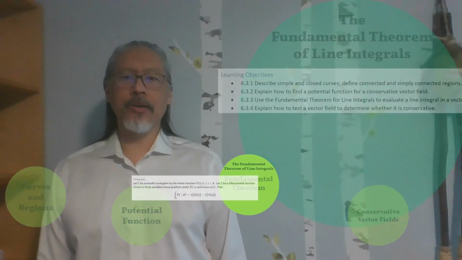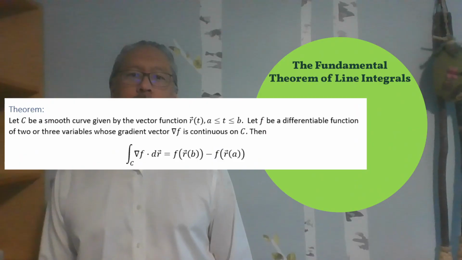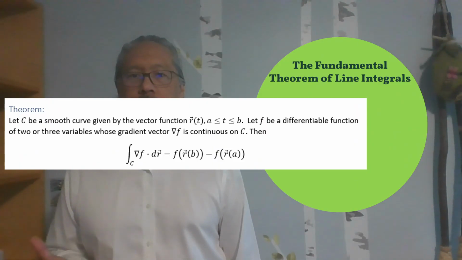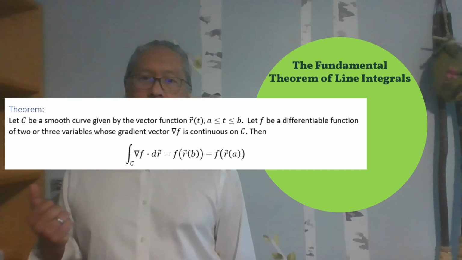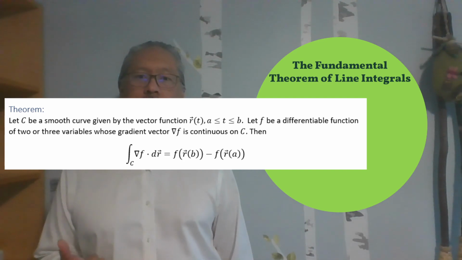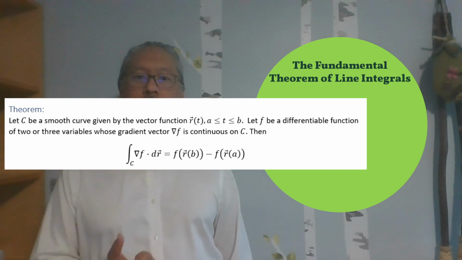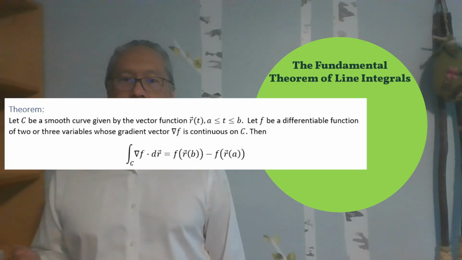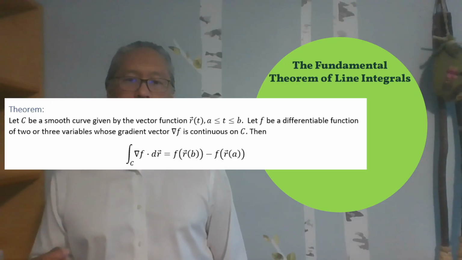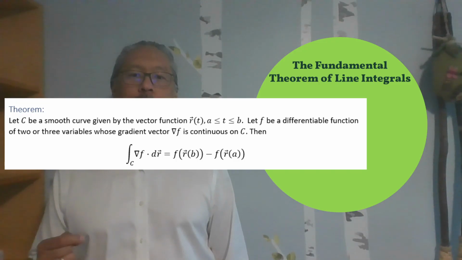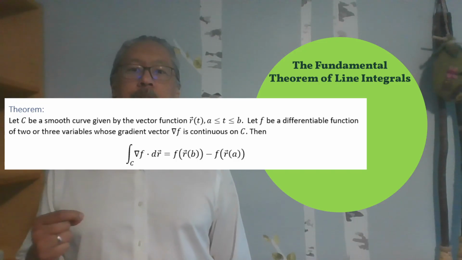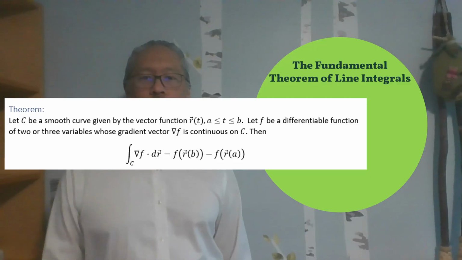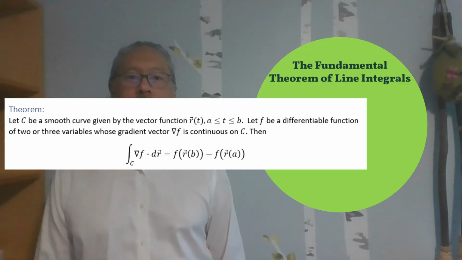And so now that we know how to find potential functions, the fundamental theorem of line integrals uses the idea of potential functions. What it says is that if you're taking a line integral of a conservative vector field over a particular curve, then all you really need to do is evaluate the potential function at the endpoints of your curve.